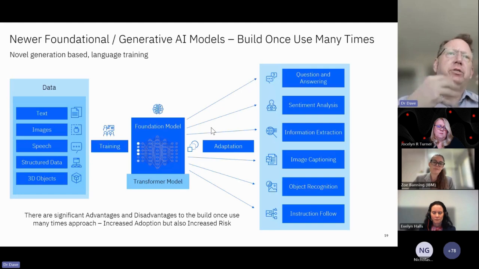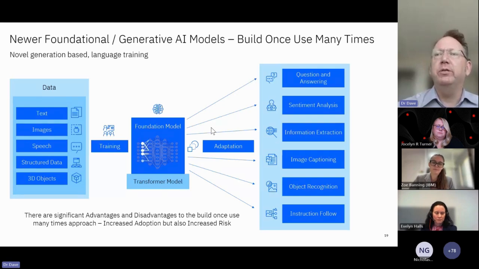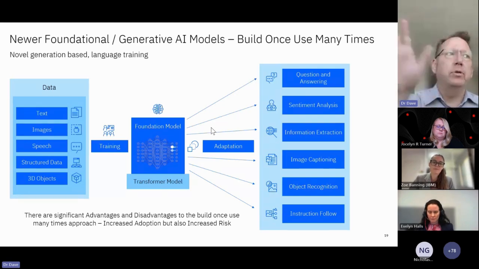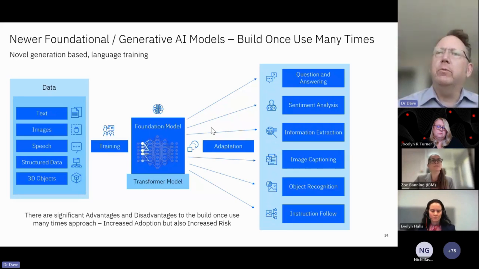Right. The analogy I use is you used to have to build your house every time you wanted to move in. Now these days you can buy a house from someone else, you can move in, you can renovate, right? You can put a little bit of stuff on the wall, some pictures or whatever, but you don't have to build it from scratch. You can buy it from someone else.